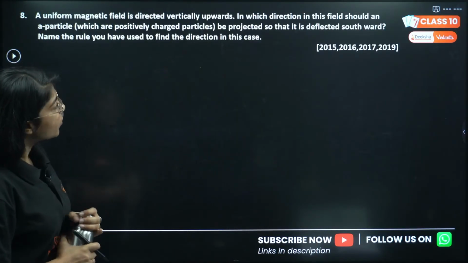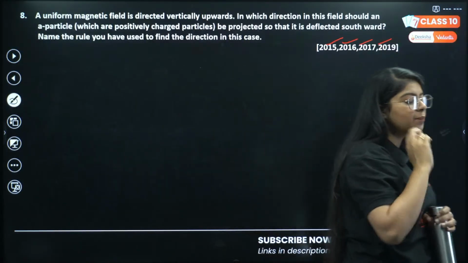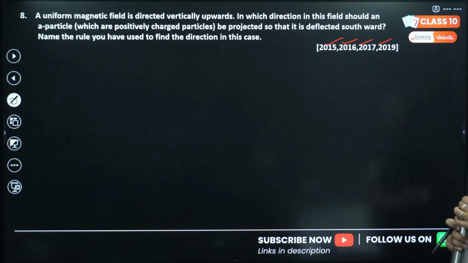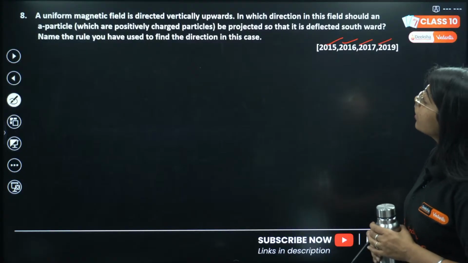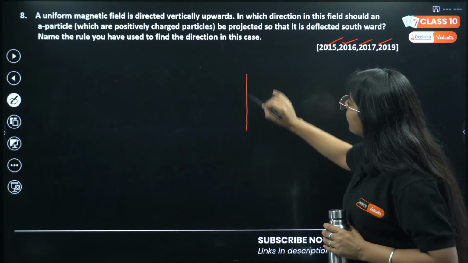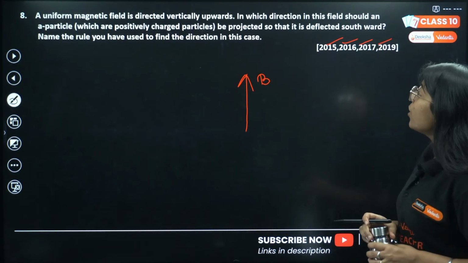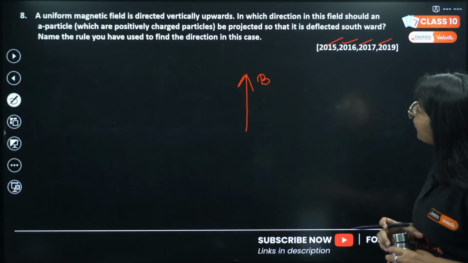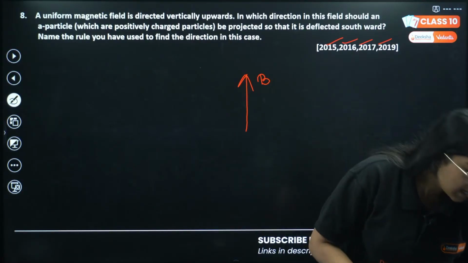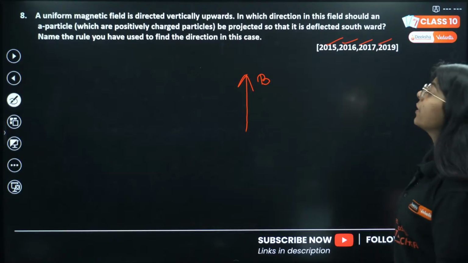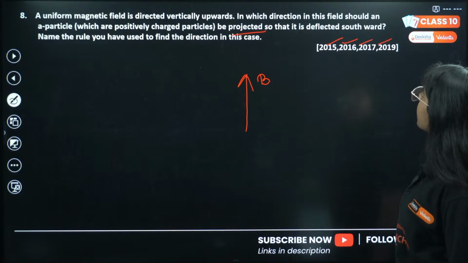Okay. Eighth question, a very important question, a very repeated question, if you can see. Next, it can come in 2026 now. A uniform magnetic field is directed vertically upwards. Now, we have a uniform magnetic field that is directed upwards, correct? In which direction should an alpha particle, which is a positively charged particle, be projected in this field so that it is deflected southwards?